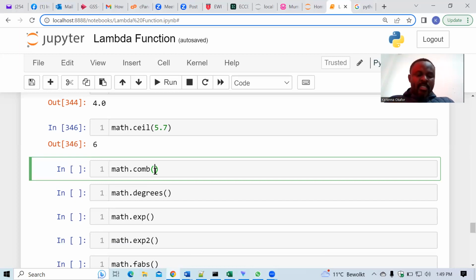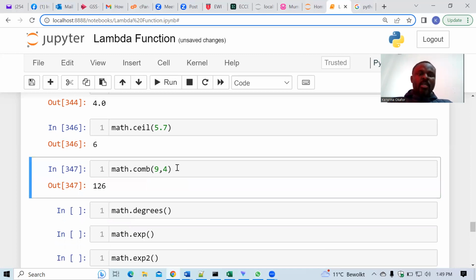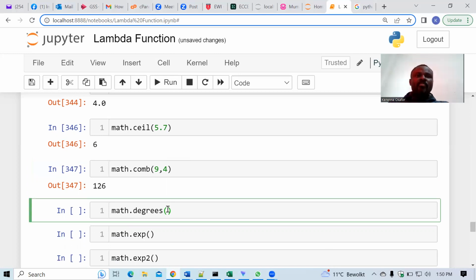So I'll provide the number of items. I could say 9 in this case. And in how many ways can I pick 4 items without repeating and when there is no ordering? Okay, so let's see, guys, what that gives us. Voila, in 126 ways. Good.